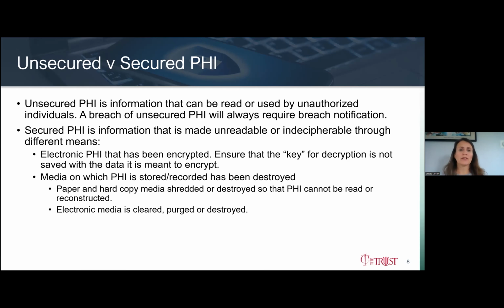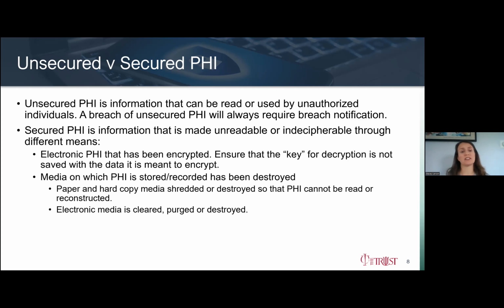So I want to talk about unsecured versus secured protected health information, because we mentioned that's a big component of the breach notification rule. Unsecured PHI is information that can be read or used by unauthorized individuals, and a breach of that unsecured PHI will always require breach notification. So for instance, if you have a paper file that is stolen, or you save your client files in an unencrypted Word document on your computer, which later gets stolen or hacked, that's theoretically unsecured PHI that would potentially require a breach notification.